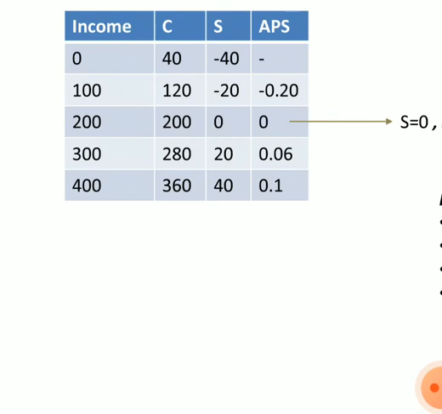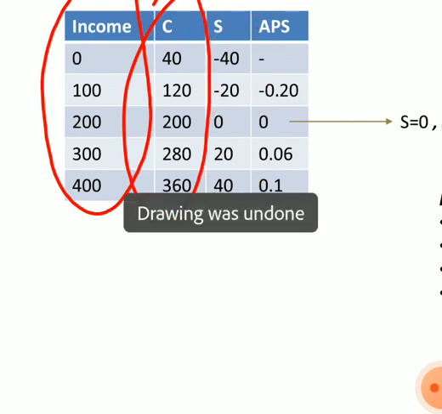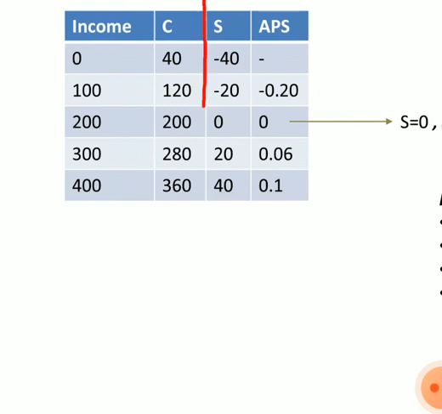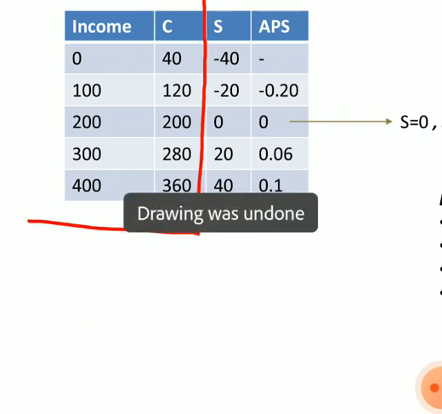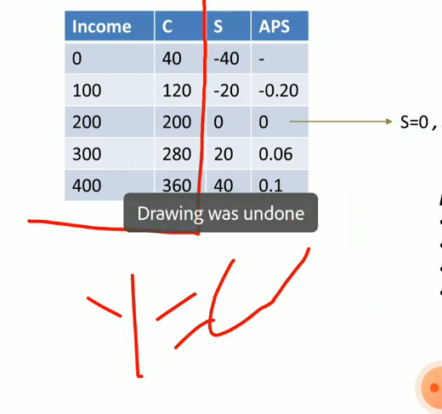The table will be given. You might be given the income, you might be given the consumption, and you have to find the savings, and from savings you have to find the APS. So let's see how you will calculate the APS. For example, if you are given the income and consumption part, then Y equals C plus S. If we are getting income, we will consume and we will save. So to find income, we add consumption and savings.